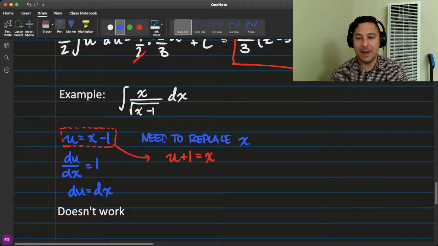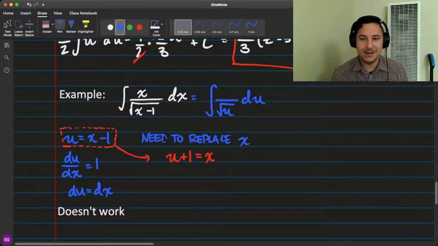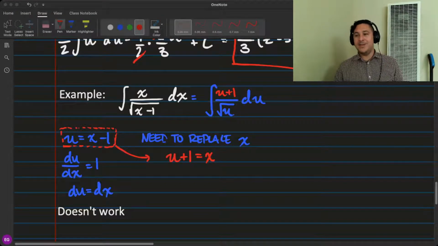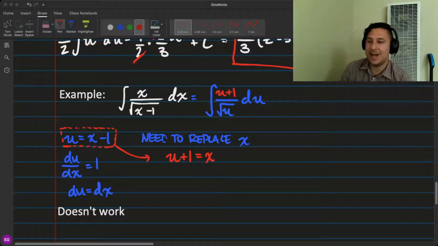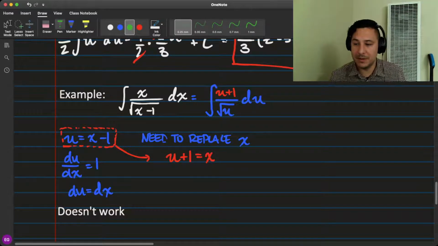And now I can go back up and I can be like, okay, that's equal to the integral. On the bottom, you get square root u. The dx gets replaced with du. And then what do I get on the top here? u plus 1. And you're like, oh, I did it. So it actually does work. You just have to be careful about what you're doing, and you can finish solving the problem.